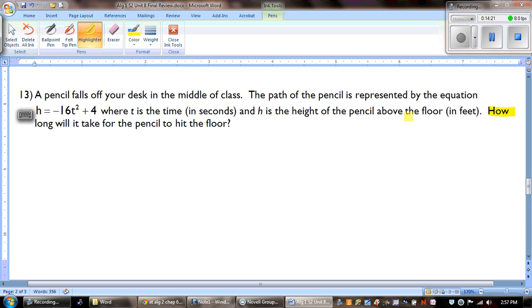So here's our question. How long will it take for the pencil to hit the floor? What did they tell you? Did they tell you the height or did they tell you the time? Well, right now they're asking how long, so they're talking about time, which means they told you what the height was. Yeah, the height's the floor, and that is 0. So we have 0 equals negative 16t squared plus 4.